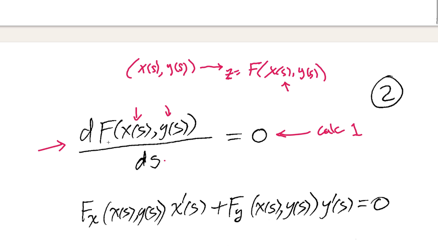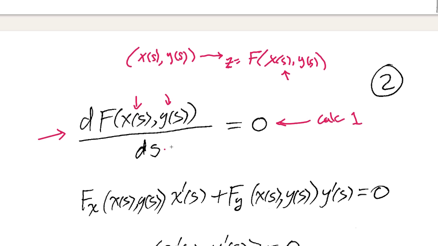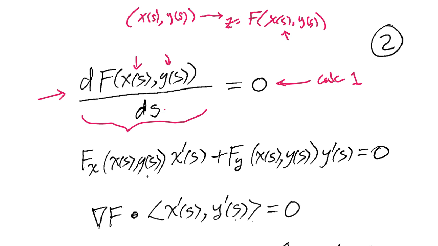Now, first of all, you see this is a function of a function. Capital F is a function of two variables. On the other hand, x and y are functions of a single variable. So we're going to need the chain rule for this derivative. So this would be F sub x evaluated at x of s, y of s, times dx over ds, which I wrote with prime notation, plus F sub y at x of s, y of s, times y prime of s, and that's supposed to be equal to 0, so I've set that to 0.